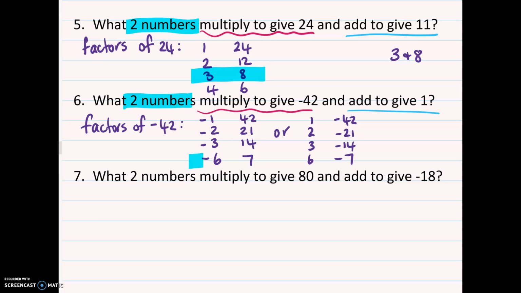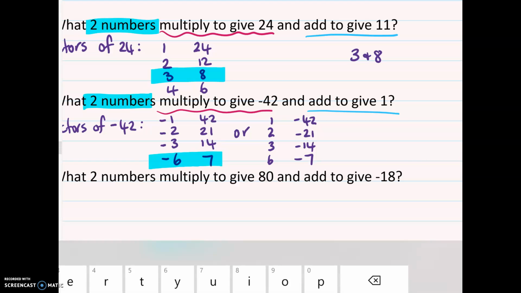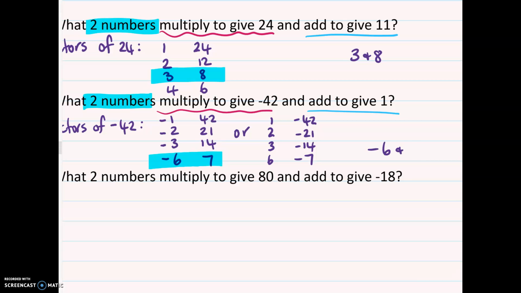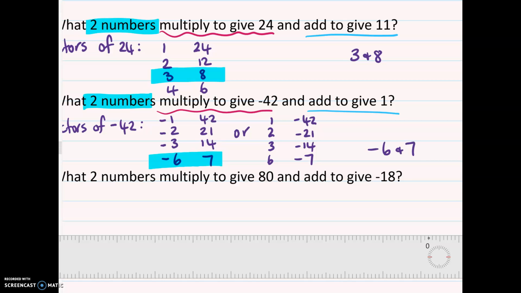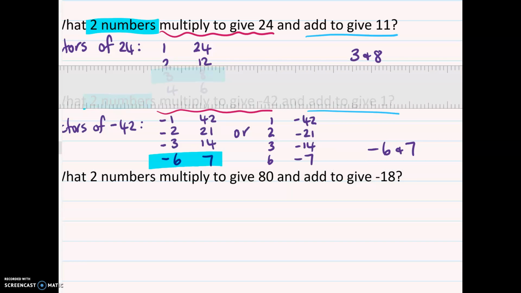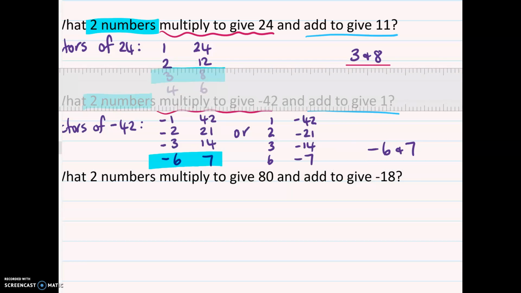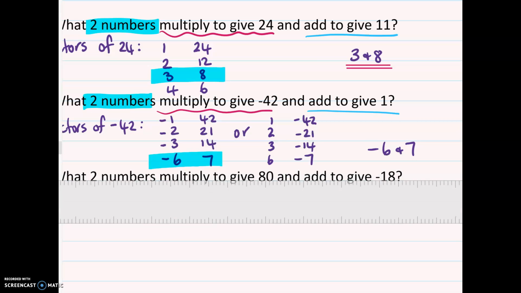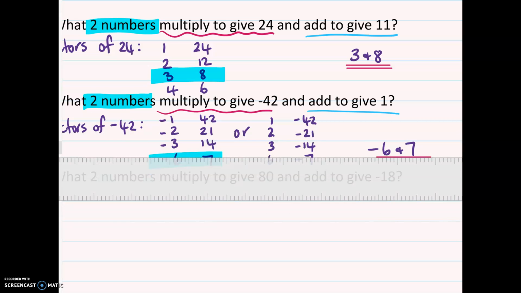The one you're looking for is here. 6 and 7 with the negative on the 6. If you're adding to give positive 1, the bigger number has to be positive so that when you add them together you still get a positive answer. So the answer I was looking for there, a bit tricky with the negatives, but it's negative 6 and 7. Okay, the 2 answers for that. So there's the first one, all positives, so that makes it a little bit easier. This one, they had to be different signs.